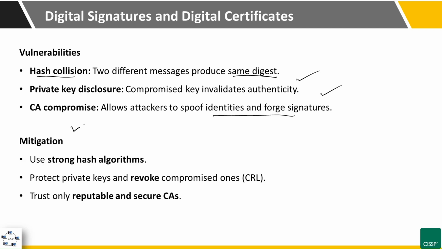So how do we mitigate these vulnerabilities? Use strong hash algorithms, protect private keys, and revoke compromised ones by adding them into the CRL. Trust only reputable and secure peers.